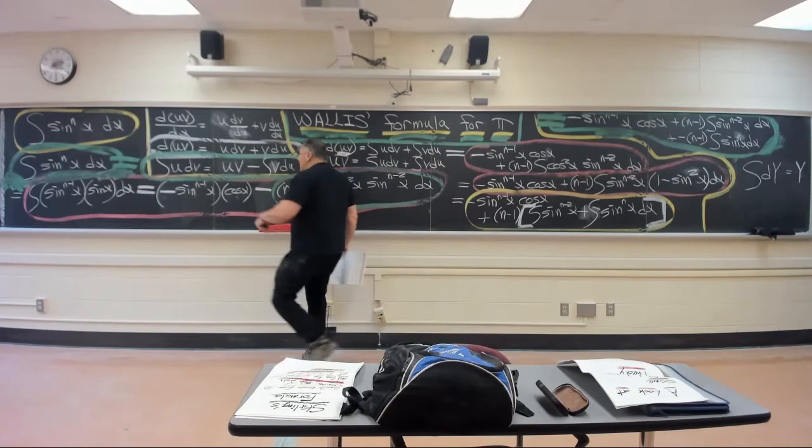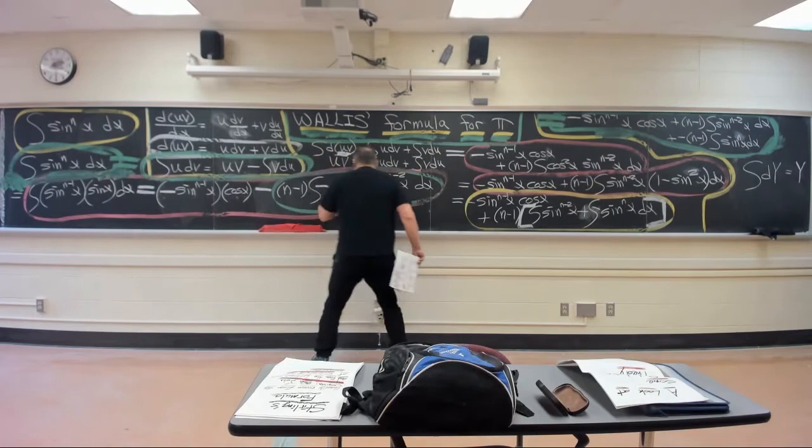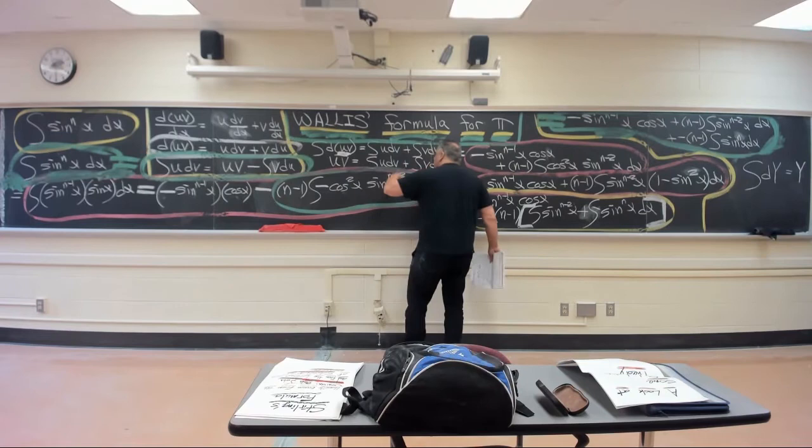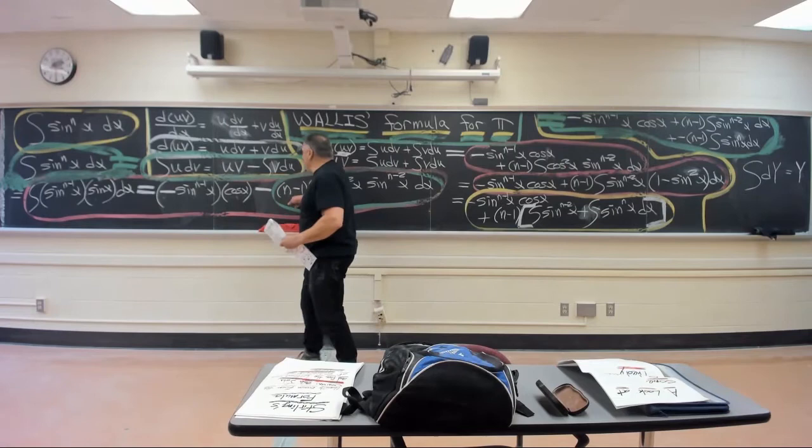Then the derivative of the sine of x by the product rule is cosine x. Here's your cosine squared x. Positive cosine x times negative cosine x is negative cosine squared x sine to the n minus 2 x dx. The n minus 1 came out here, and it was a minus here. Minus a minus.